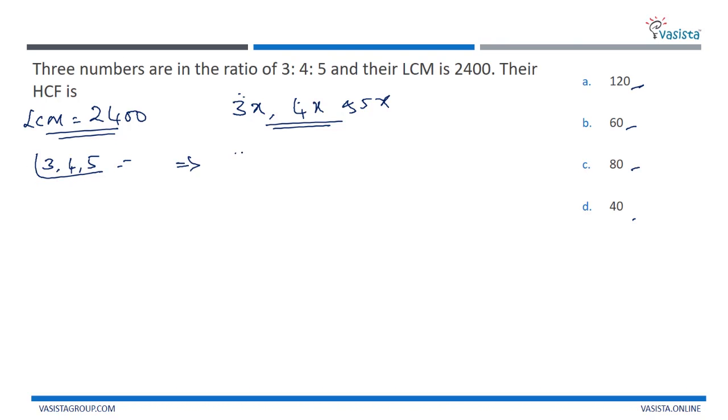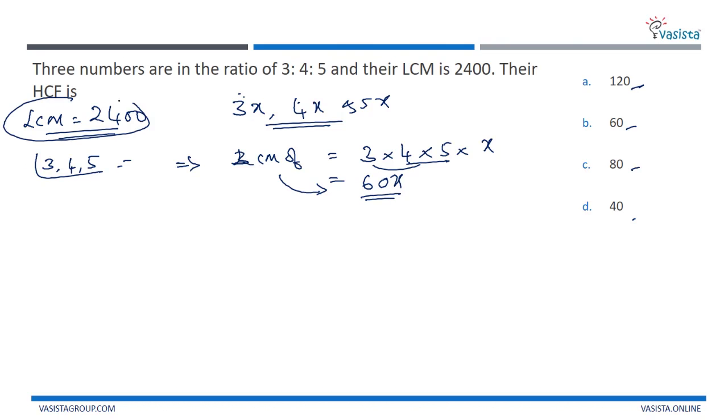So now what happens here? The LCM of these numbers will be 3 into 4 into 5 into x. That is going to be 4 5s are 20, 3 20s are 60, 60x. 60x is the LCM. Now they have already given the LCM is 2400. Now we are supposed to find x. So 60x is equal to 2400. So now x is equal to 2400 divided by 60.